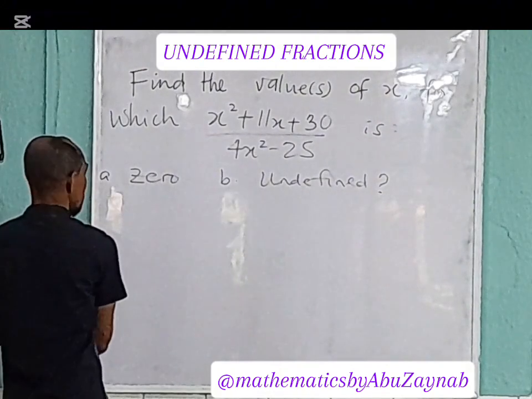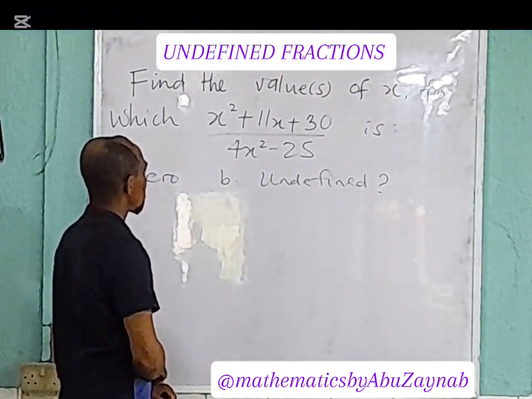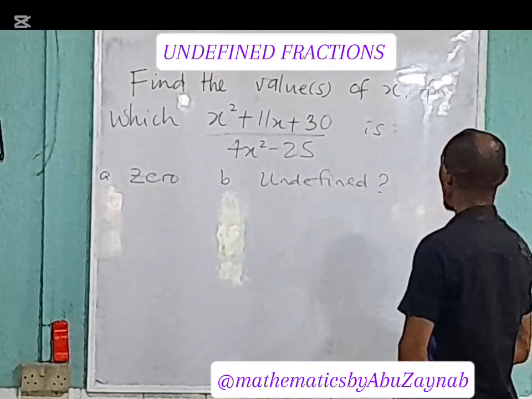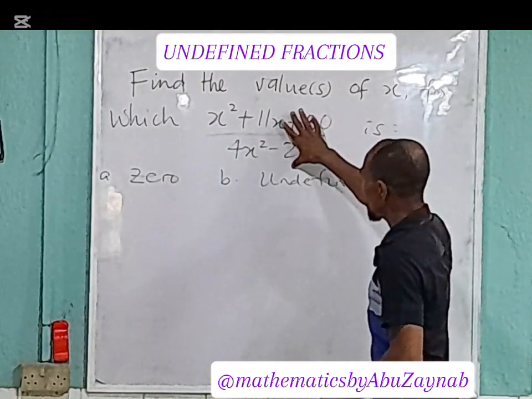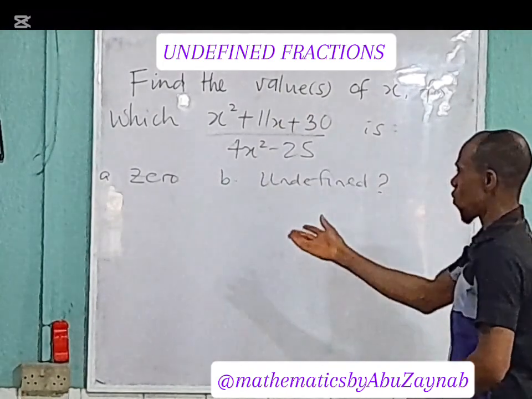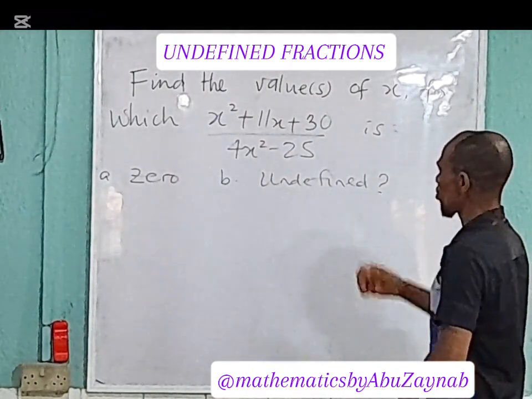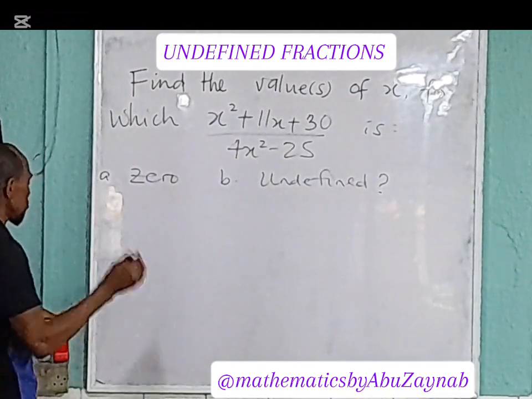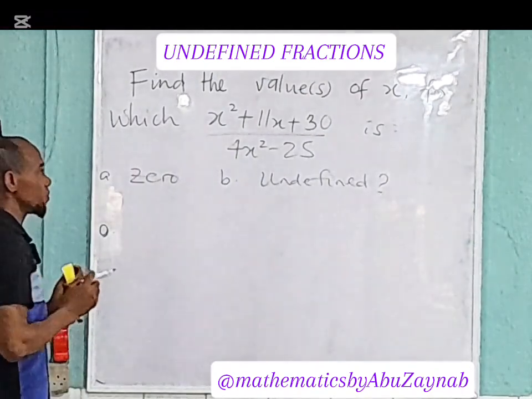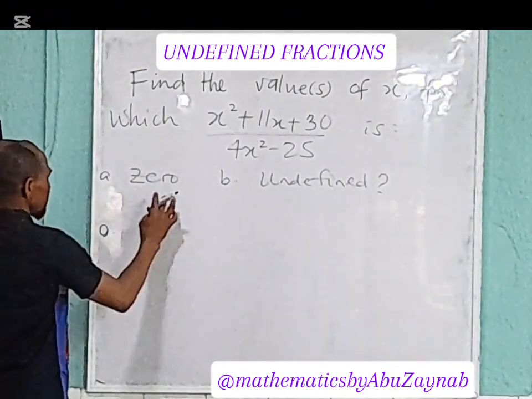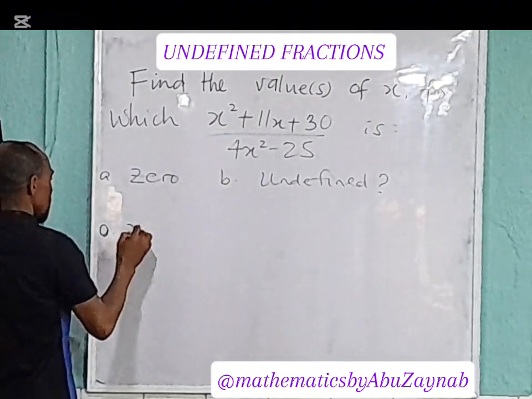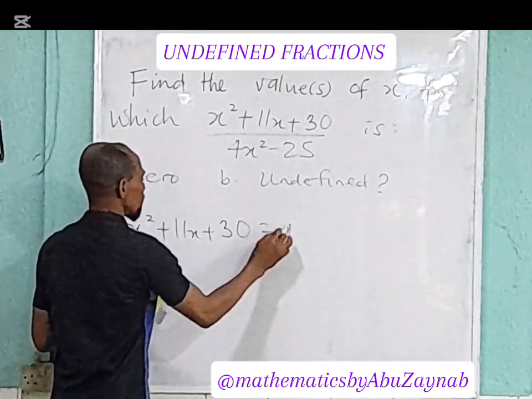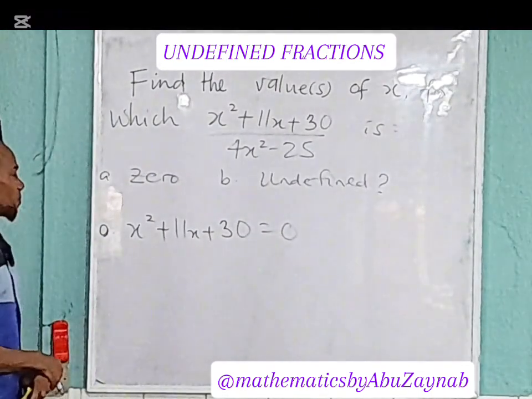We are told to find the value or values of x for which this given algebraic fraction is 1, 0, and 2, undefined. From the aforementioned points, all we need to do is to note that this fraction can only be 0 on one condition: the numerator is 0. So x squared plus 11x plus 30 equals 0. This is the only time the fraction can be 0.